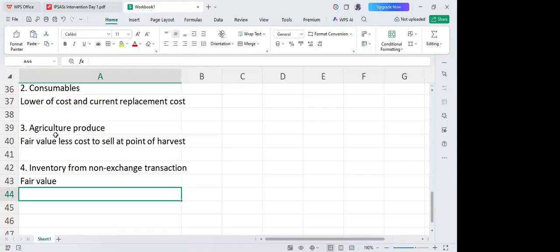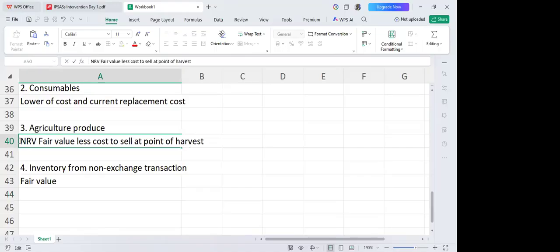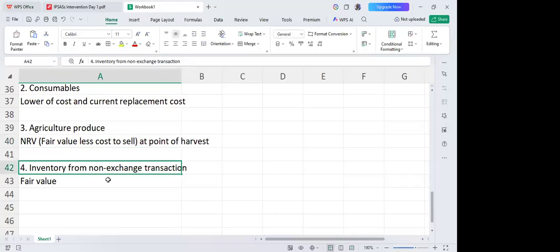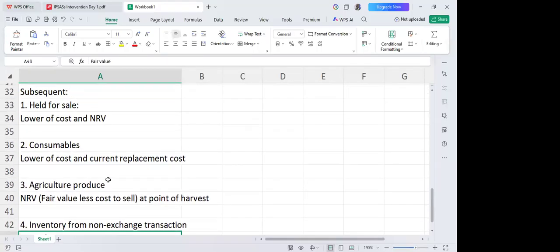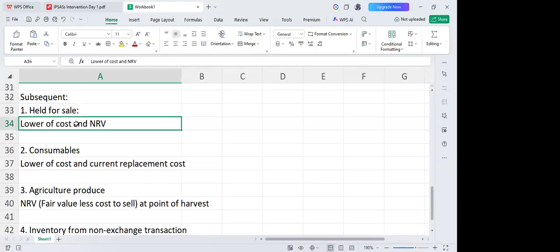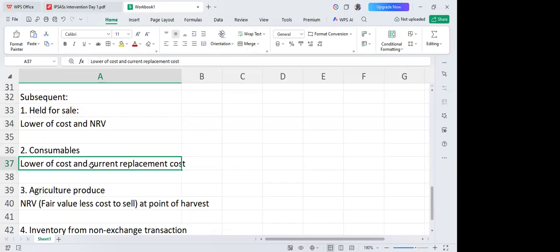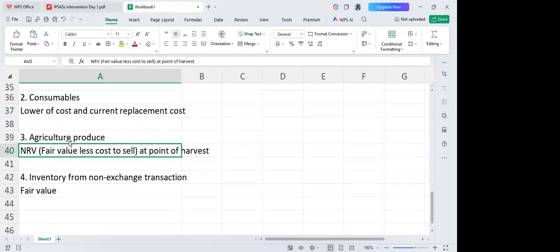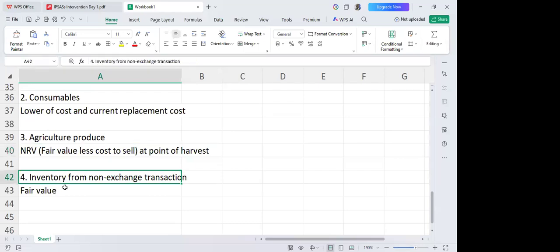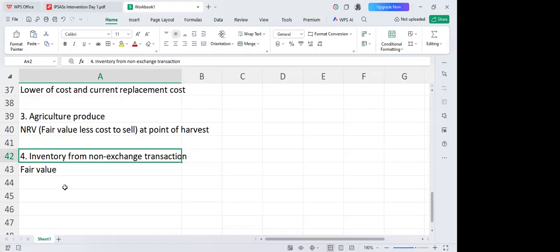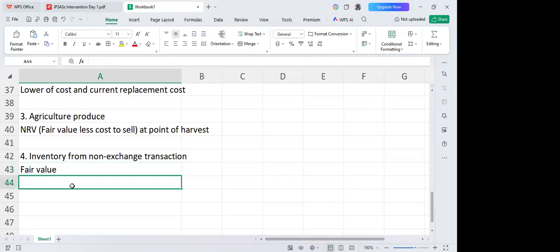Okay. So remember the agricultural produce, I think in your notes I said NRV, right? Which is the same as fair value less cost to sell at the point of harvest. So these are the measurement rules you need to know. If it's held for sale, lower of cost and net realizable value. If it's a consumable, lower of cost and current replacement cost. If it's agricultural produce, it's the net realizable value at the point of harvest, meaning you pick the selling price, you less the cost to sell. And if it's inventory from a non-exchange transaction, in the case whereby the inventory has been donated to you, a public sector entity, you may receive a donation in inventory. In that instance, the value you use will be the fair value of the item.